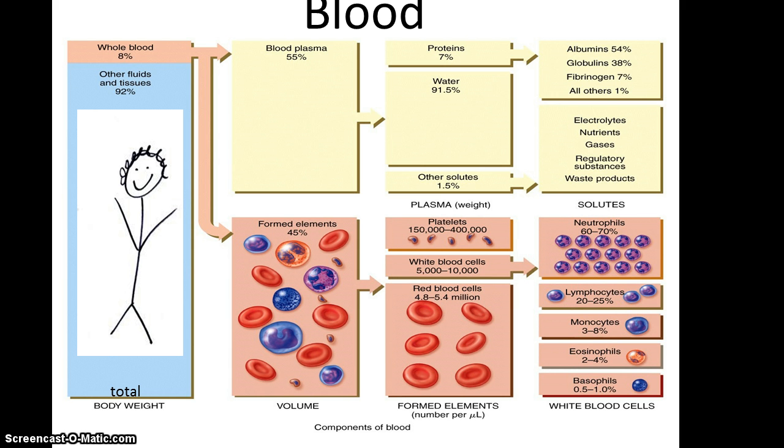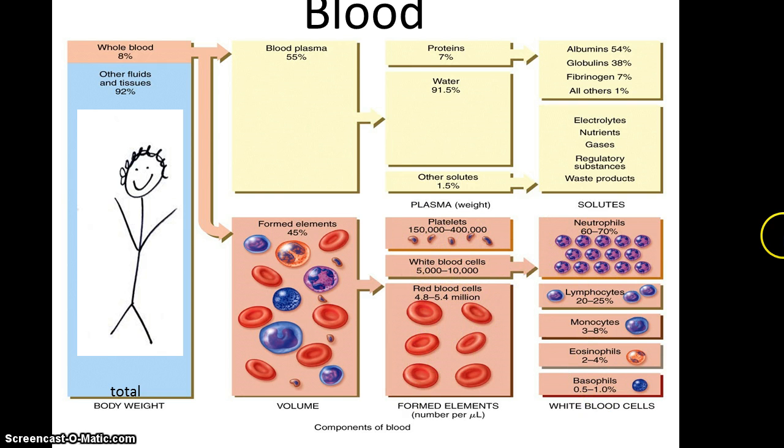So, if you look at the total human body, you'll see that 8% of the human body, on average, is whole blood. And if you take that 8% and break it up, you see that 55% is blood plasma, which is mostly water with some proteins and other solutes. And the other 45% is what's called formed elements, basically cells and cell-like structures, which is mostly red blood cells, but also includes white blood cells and platelets.